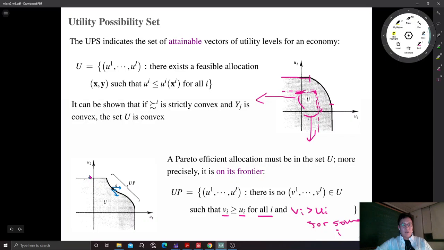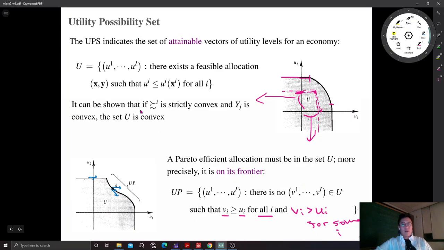But here, in this region, we can increase consumer one's utility without hurting consumer two's, so this is not a frontier. The frontier is just the northeastern boundary of the whole boundary of the UPS. So a Pareto efficient allocation must be in the set U, because by the definition of efficiency it must be a feasible allocation. More precisely, a Pareto efficient allocation is one portion of the boundary of the set U, that is the northeastern frontier, like this.